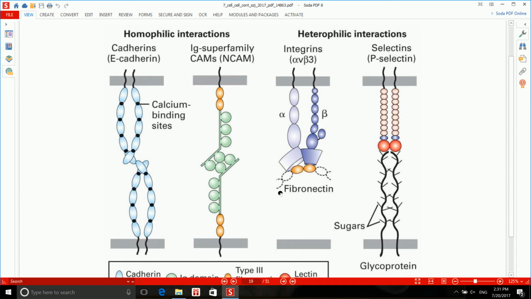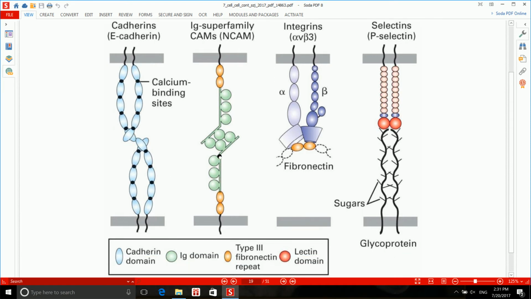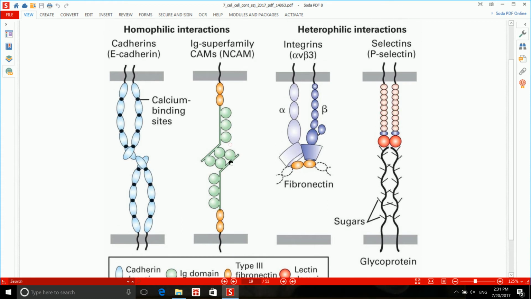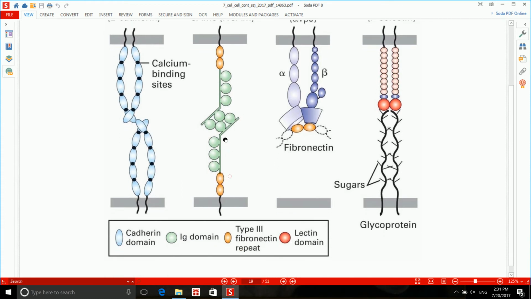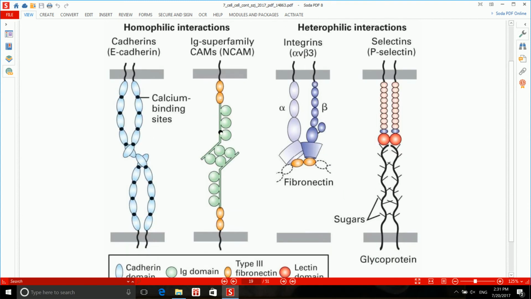Among all these proteins, only the Ig superfamily does not need calcium for performing its action. All the other three, integrin, selectin, and cadherin, need calcium ions in order to perform their action. So calcium concentration is needed for each of these proteins, except the Ig superfamily, in order to work.